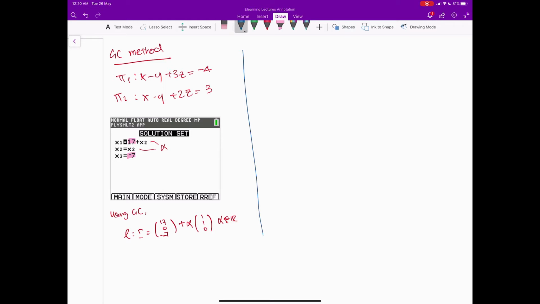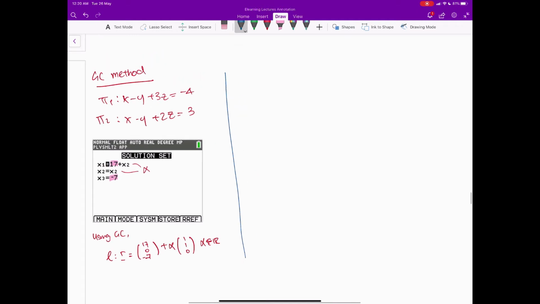There's a non-GC method. Take note, for the non-GC method, you have to learn it as well, unfortunately, because I can actually give you unknowns in the normal and ask you to find a line of intersection in terms of the unknowns. So I'm going to show you the second method, which is a non-GC method.